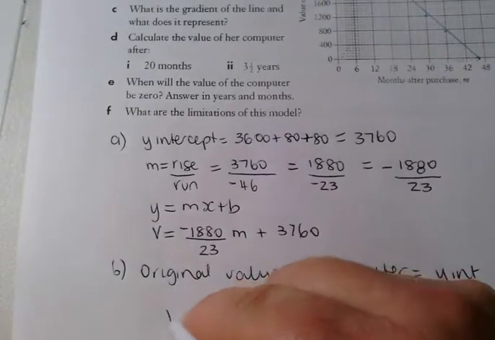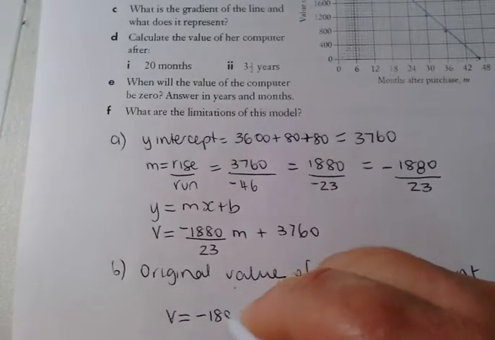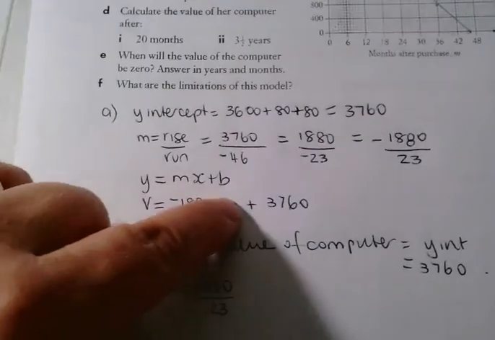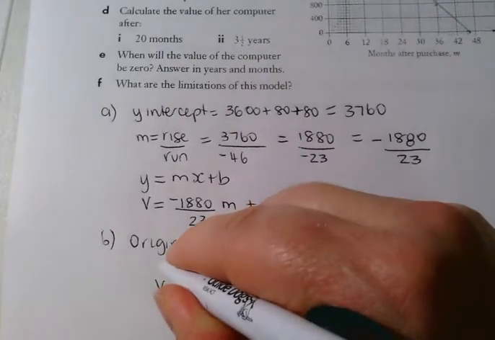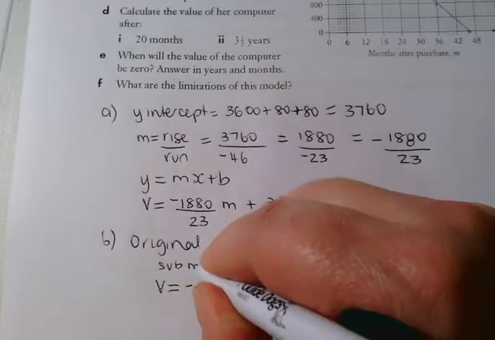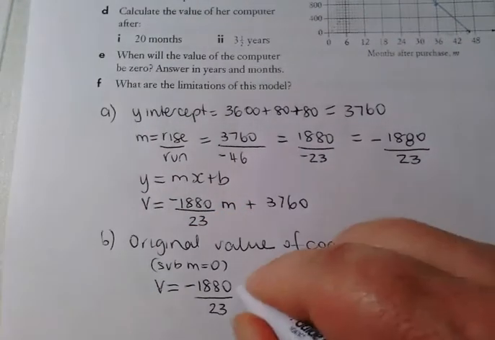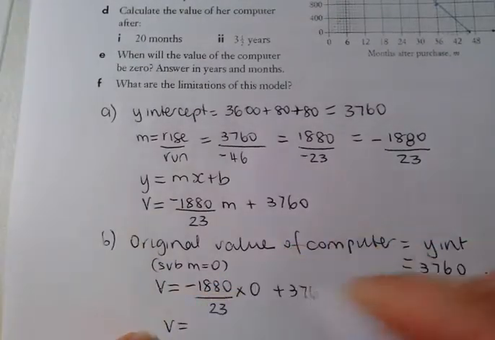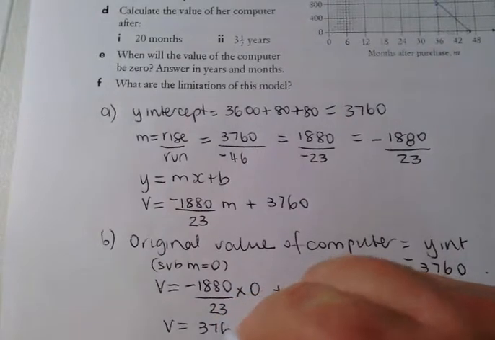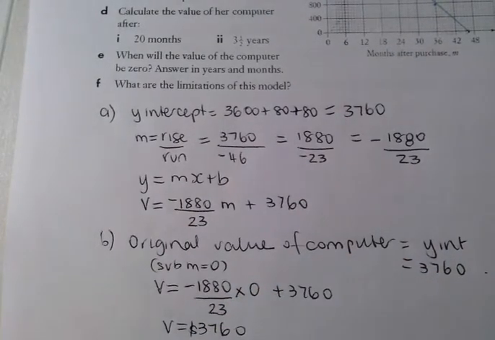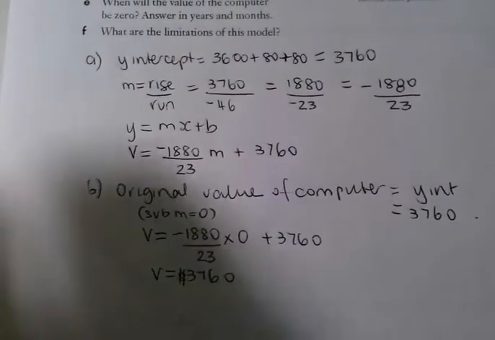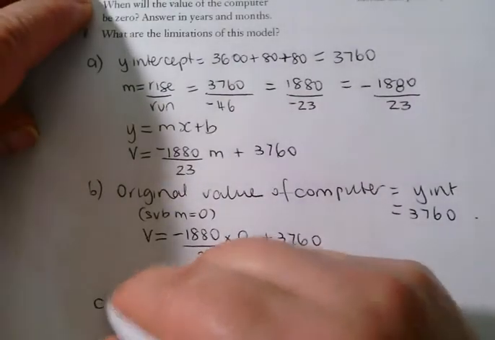But if you want to use the formula, V equals negative 1,880 over 23 times m plus 3,760. Now, m would be 0 months, so you would substitute m is 0 into the formula. You would get 0 plus 3,760, which is 3,760. So that is how you could use the equation of the line to find the original value of the computer.